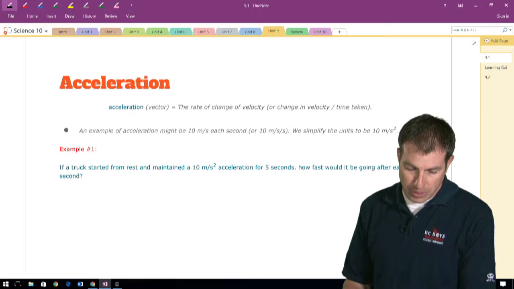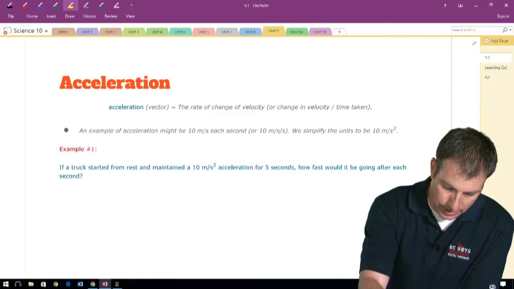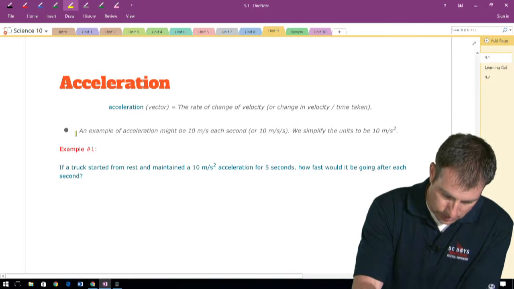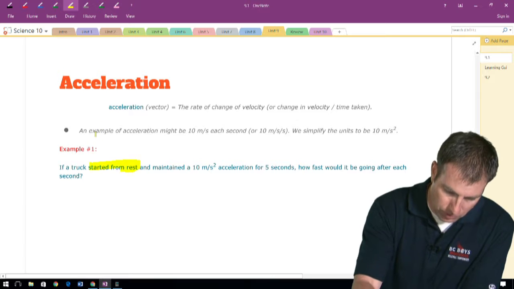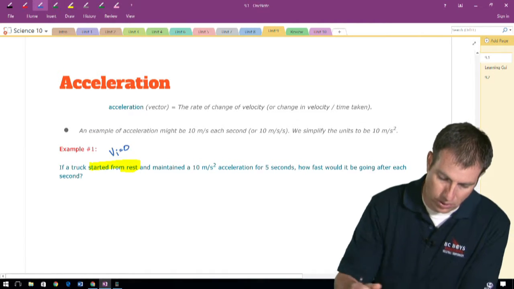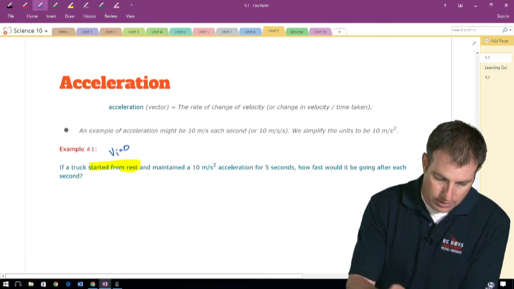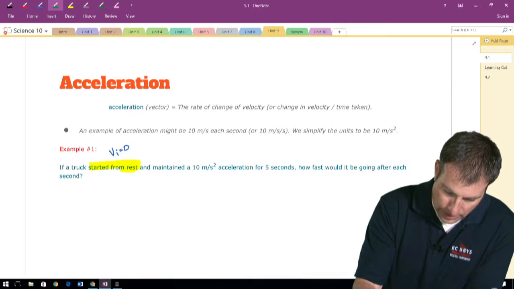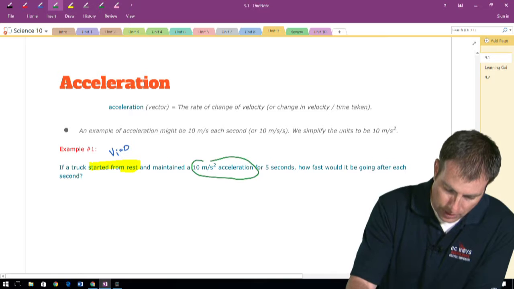So a truck started from rest. Again, this is an important piece of information. Started from rest. That means our initial velocity is going to be 0. And maintained 10 meters per second squared acceleration.